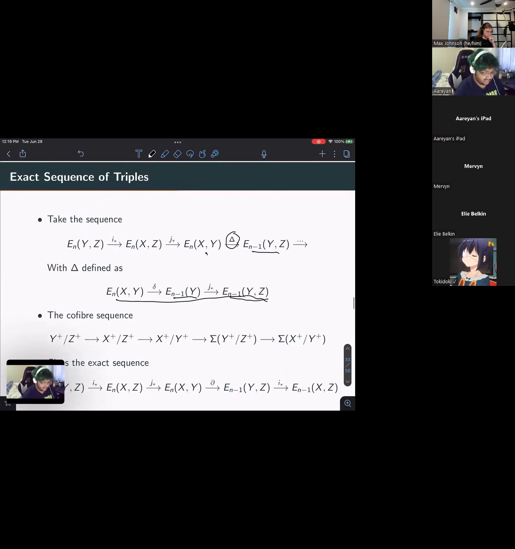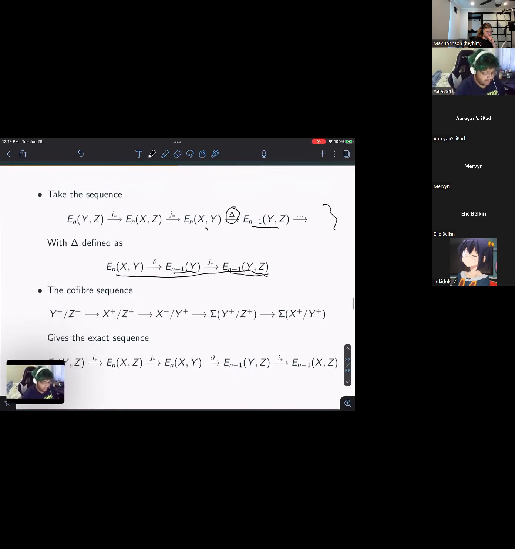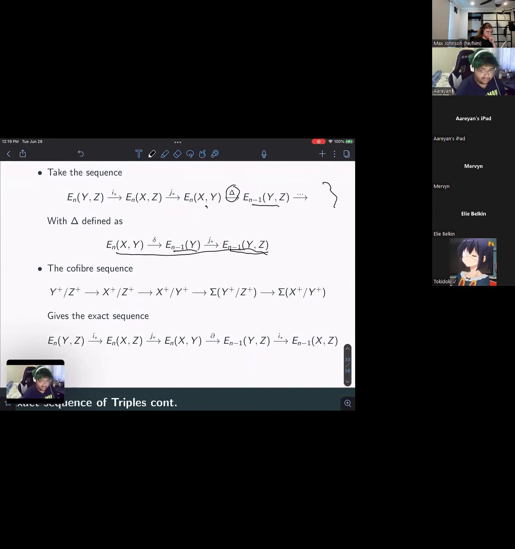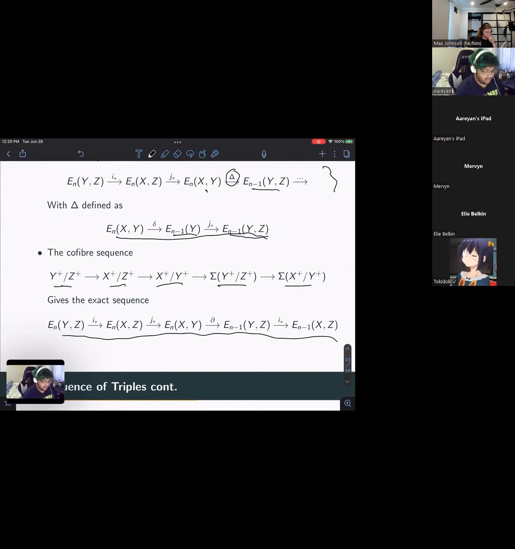Now, I want to show that this is an exact sequence, and the way I do that is show that it's equivalent to a different exact sequence. So I take another cofiber sequence, and this cofiber sequence is this: Y mod Z, X mod Z, and then if you quotient those out, it's X mod Y, and then the suspensions thereof. And as we saw before, it induces an exact sequence like this. And if we show that this partial map is the same thing as this delta map, we're done.